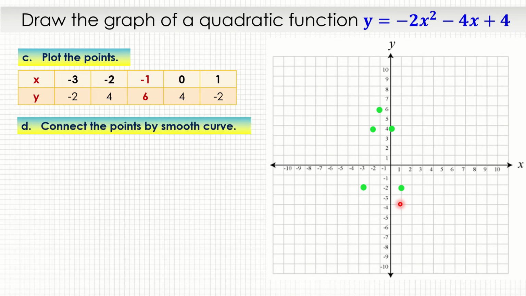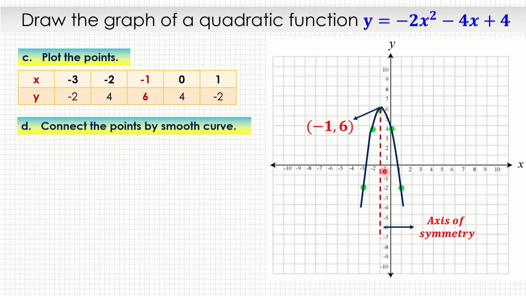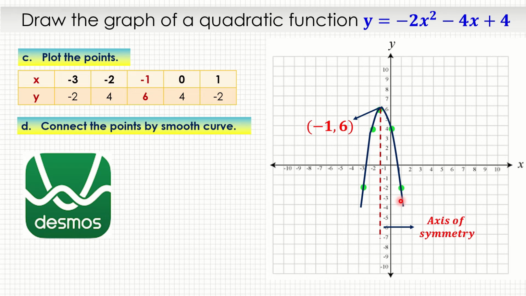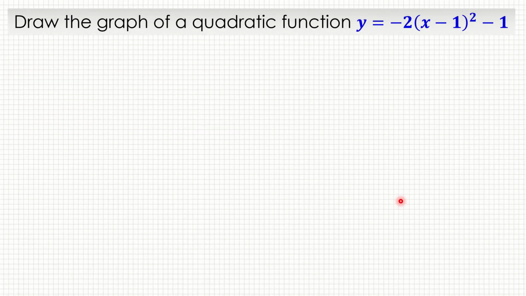So for the last step, let us connect the points by a smooth curve. So this will be the graph of y is equal to -2x squared minus 4x plus 4, in which the vertex is at point (-1, 6), and the axis of symmetry is at x = -1. So to check whether we got the correct graph, you may use the applications Desmos and GeoGebra in checking our graph. So let us have our third example.